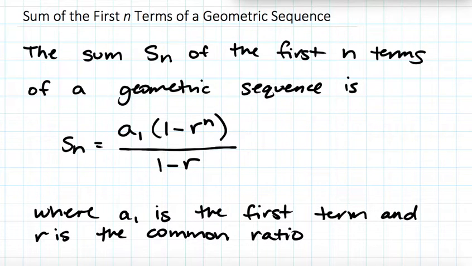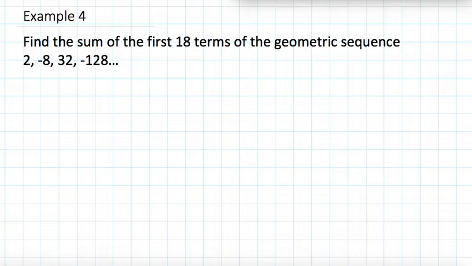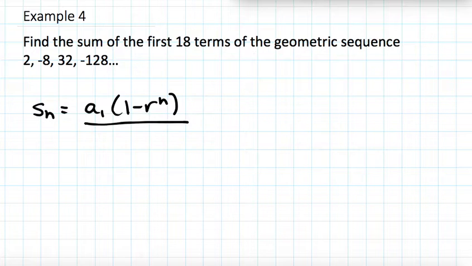So that's the formula that we're going to be using here for sums of geometric sequences. So we're going to look at example 4. It says to find the sum of the first 18 terms of the geometric sequence. So what I need to identify here, I'll copy the formula down, is a1, r, and n. So a1 is pretty easy. That's going to be 2.